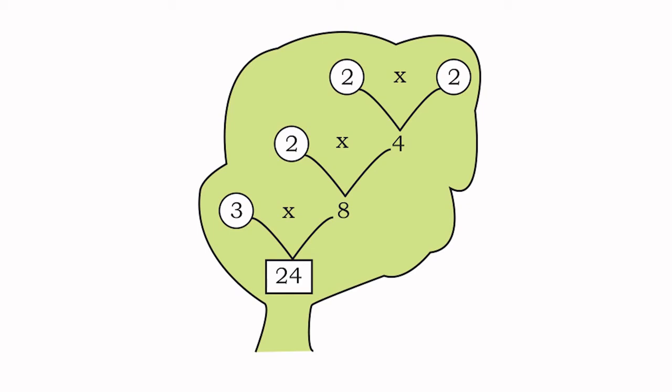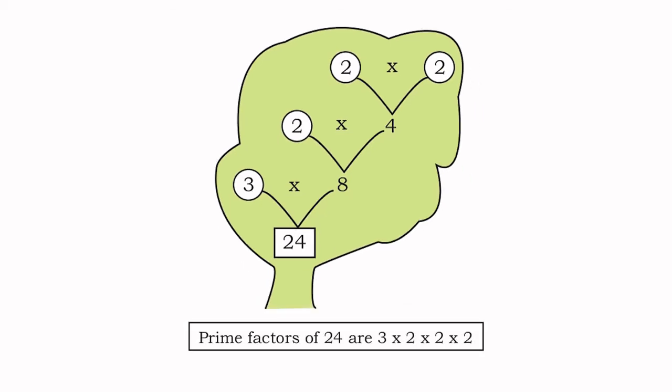So now you need to write 8 as the product of two numbers. You need to write the prime number in the circle. So what can it be? 2 into 4, that's right. 4 can be further written as a product of prime numbers. That is 2 into 2. Therefore, the prime factors of 24 are 3 into 2 into 2 into 2. The prime numbers are written in the circle, and those become the prime factors of the given number 24.